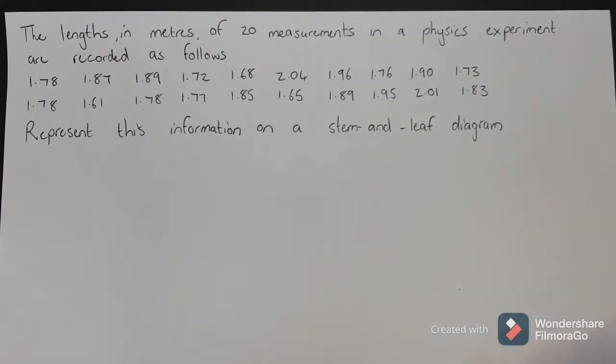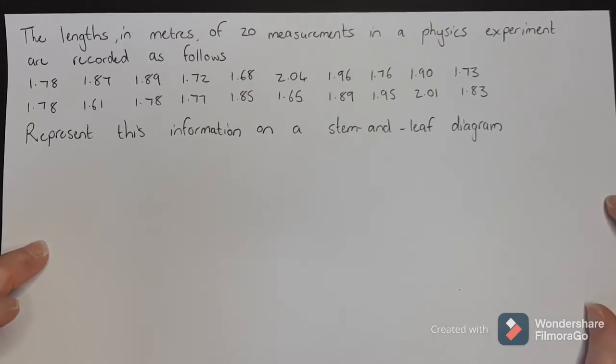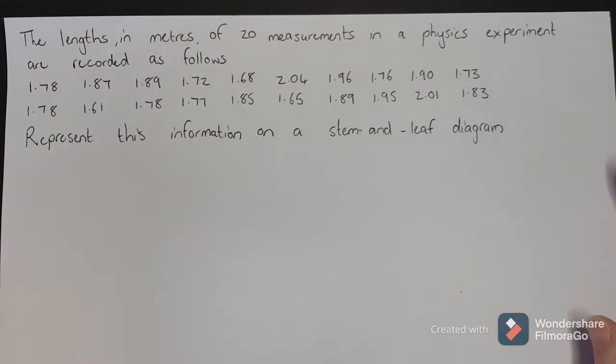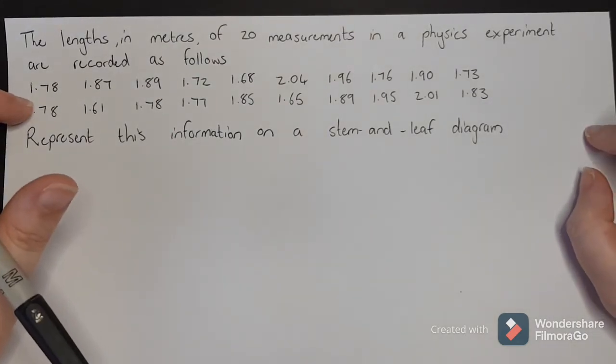So if we look at a different example now, we've got lengths in meters of 20 different measurements from a physics experiment as recorded, and we need to represent it in a stem and leaf. But now the difference is before we had whole numbers. We were using 17, 39, etc. So it was easy to just plot the first number on the one side of my stem and leaf and the second number on the other side. But now I have decimal points.